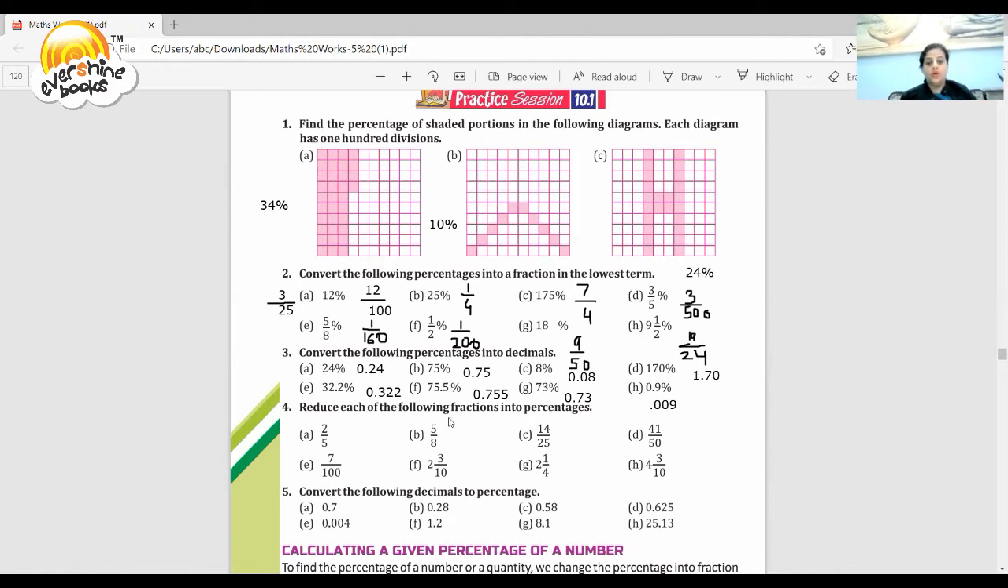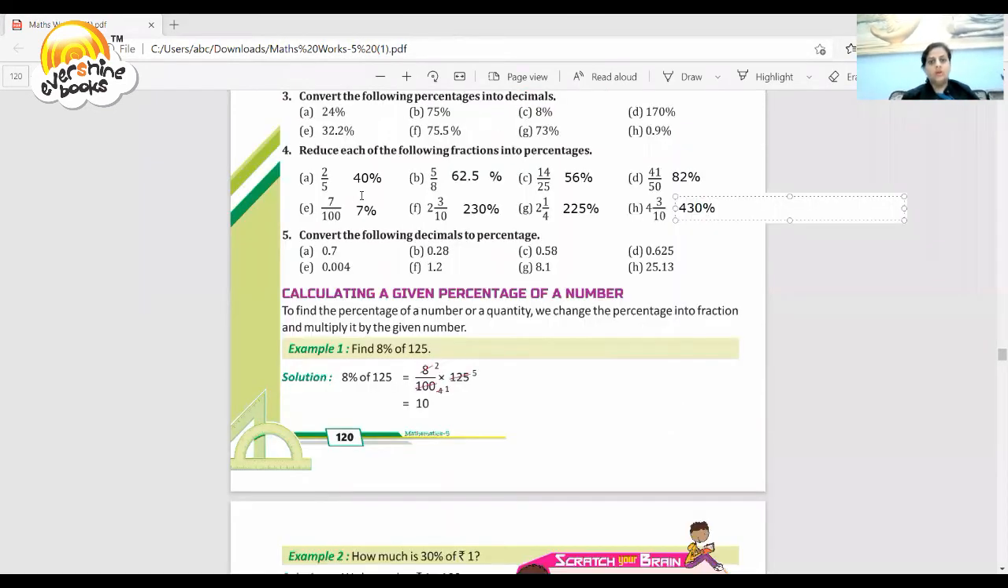Now reduce the following fraction into percentage. Okay students, now the fraction is given and we have to convert it into percentage. So what we are going to do is, we have to multiply with 100. Whenever it is given, just multiply with 100. So when you multiply 2 upon 5 into 100, you will get 40%. 5 upon 8 percentage will be 62.5%.